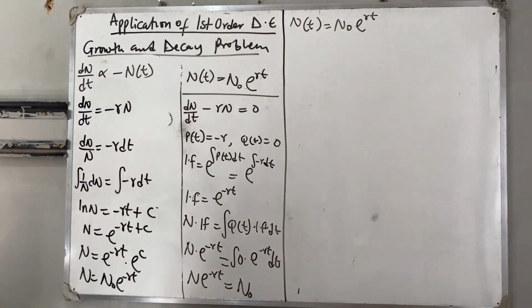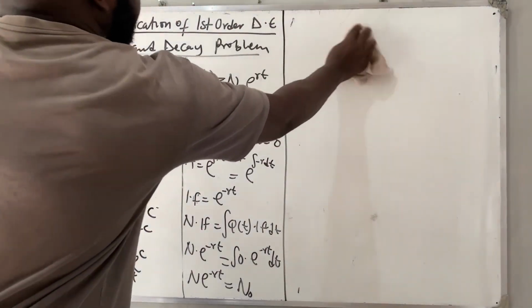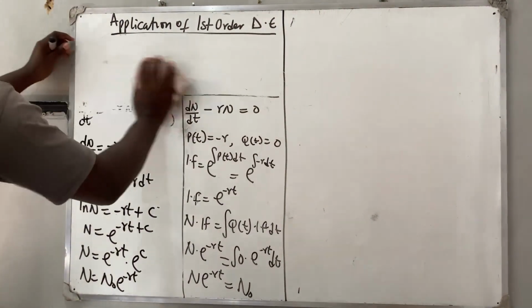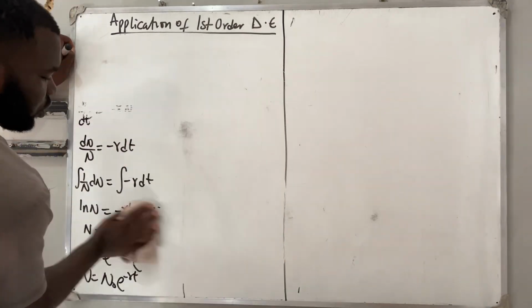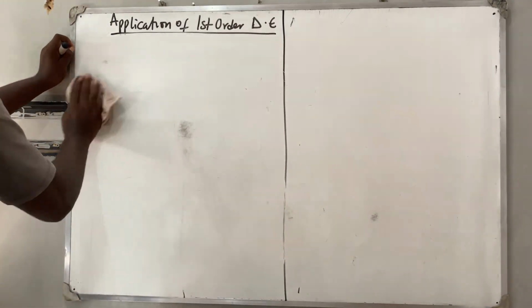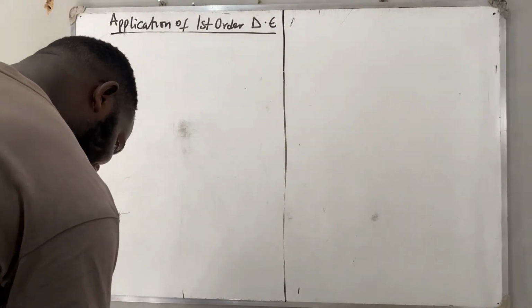So let us now solve some calculation to illustrate what we have done so far. Because without calculation, I don't think you understand what I'm trying to say. But at least you have learned how to derive it in case you are asked to derive it in exam hall. You have learned it. So let us solve some problem.